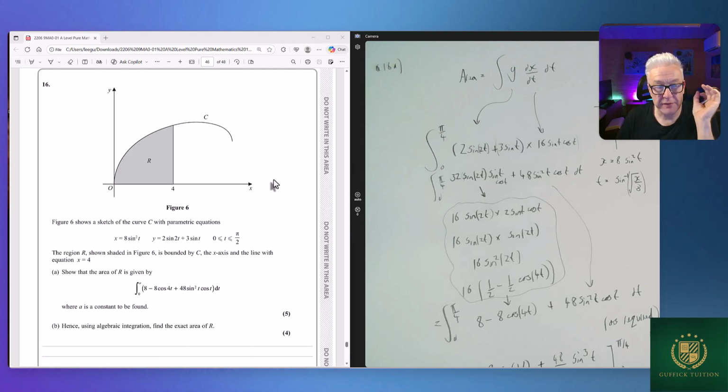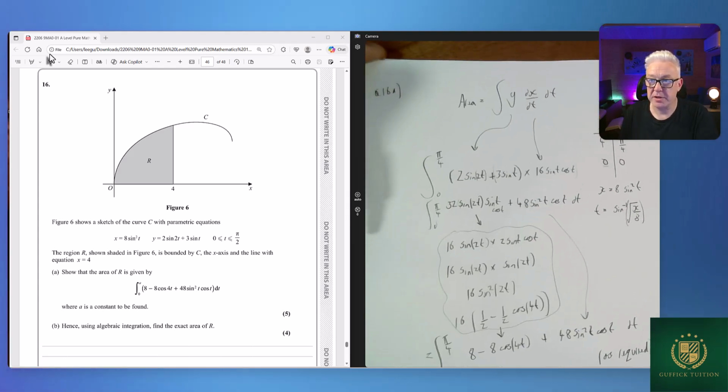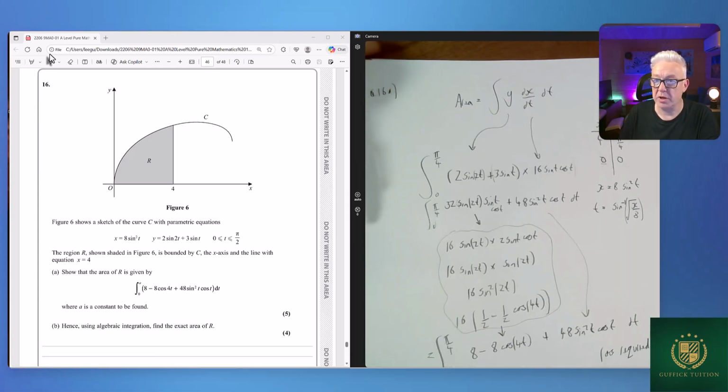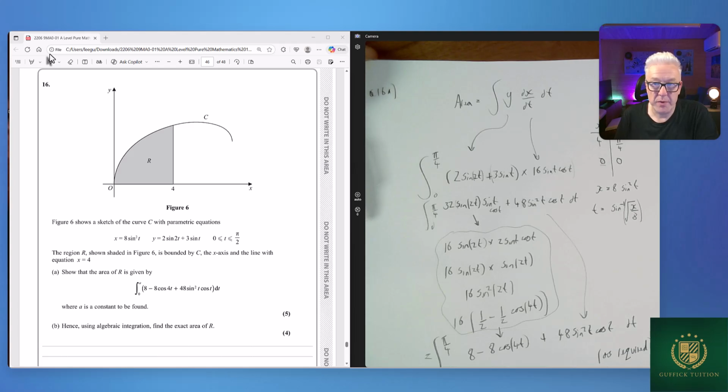Hello everyone, we've got the final question now on paper 1 from 2022 for Edexcel. And really important, again, I know it seems like a cliche, but we've got another really important topic here. What we've got is parametric integration, okay?